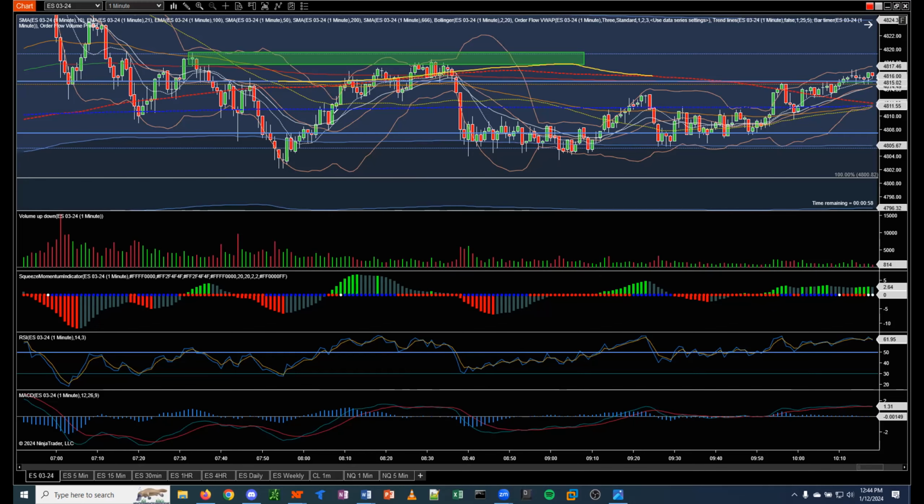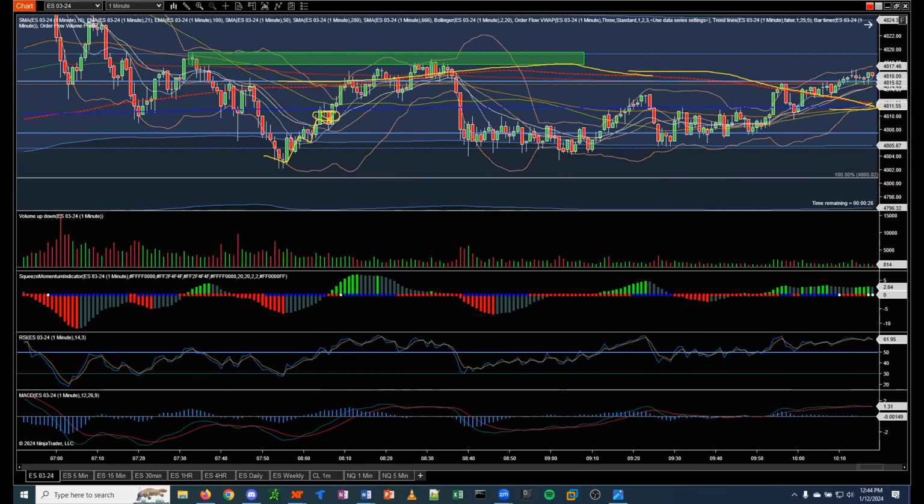Okay. So even as it's coming up right here, I'm looking for a rejection right here. That's what I'm expecting. So if it breaks, it means it's going to go to the next one. So it's going to drag them down. And right here, I would expect, see how the 200 is sloping down? Right here. And then we get the cross.